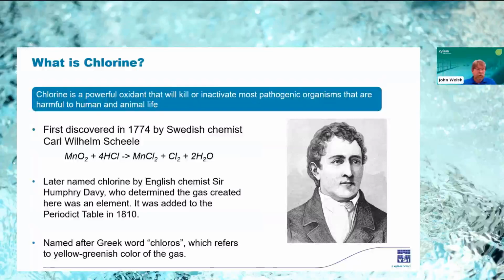Chlorine was first discovered by a Swedish chemist, Carl Scheele, in 1794. He was the first to create pure chlorine gas by heating manganese dioxide with hydrochloric acid. He performed other research on chlorine as well and discovered it was also water soluble and could bleach things with it. But it wasn't until 1810 when English chemist Sir Humphry Davy determined that chlorine was actually an element. And he named it after the Greek word chloros, which refers to the yellowish green color of the gas.